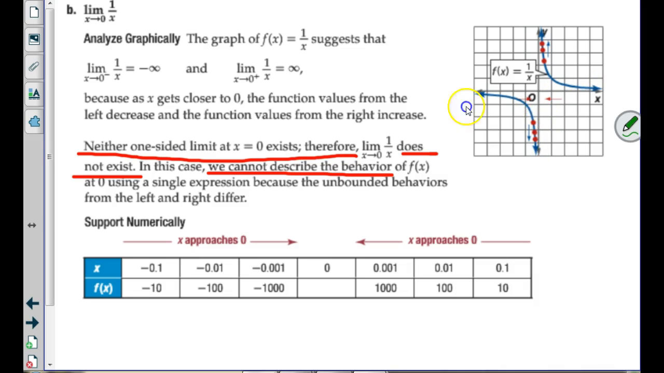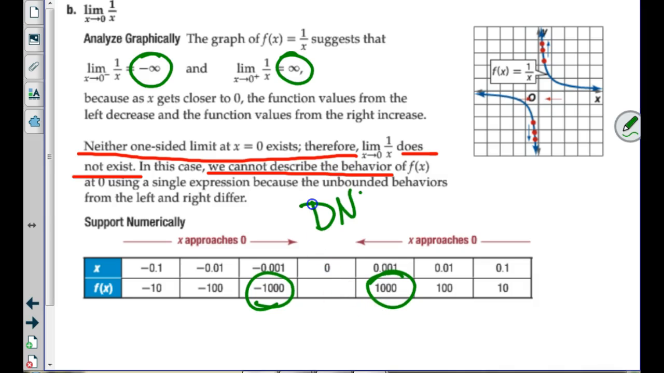This one, real quick, as you get closer and closer to 0 from the left, it's going down, so it's approaching negative infinity. As you get close to 0 from the right, it's approaching positive infinity. So therefore, it's not approaching the same number. See, these are really negative numbers and these are really positive numbers. So you just have to say the limit does not exist.